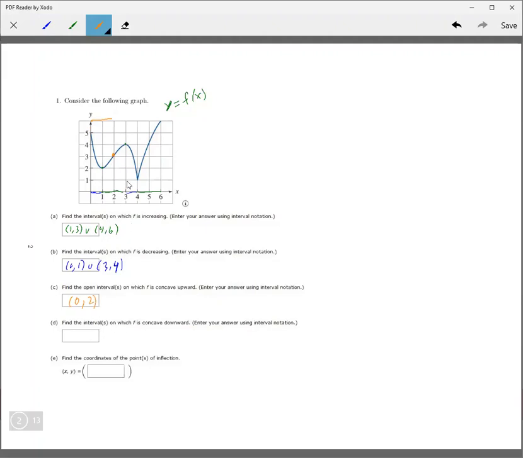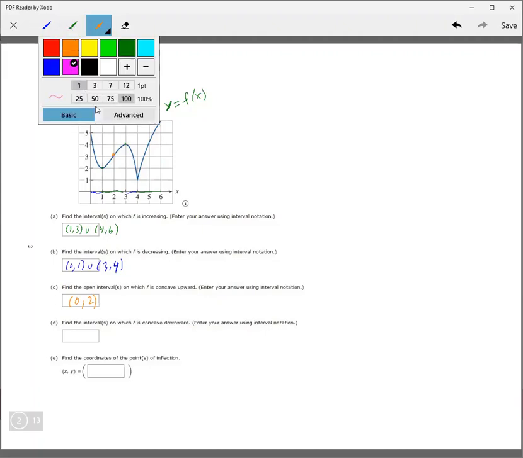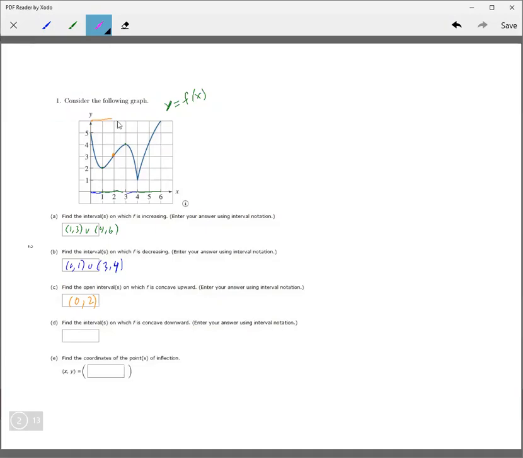And then it's concave downward from here to here, and then from here to here, but not at that point there. So let's see, 2 to 4. At that point the second derivative doesn't even exist, so you have to account for that. And then the points of inflection: that is this point right here that we talked about, and it's (2, 3).